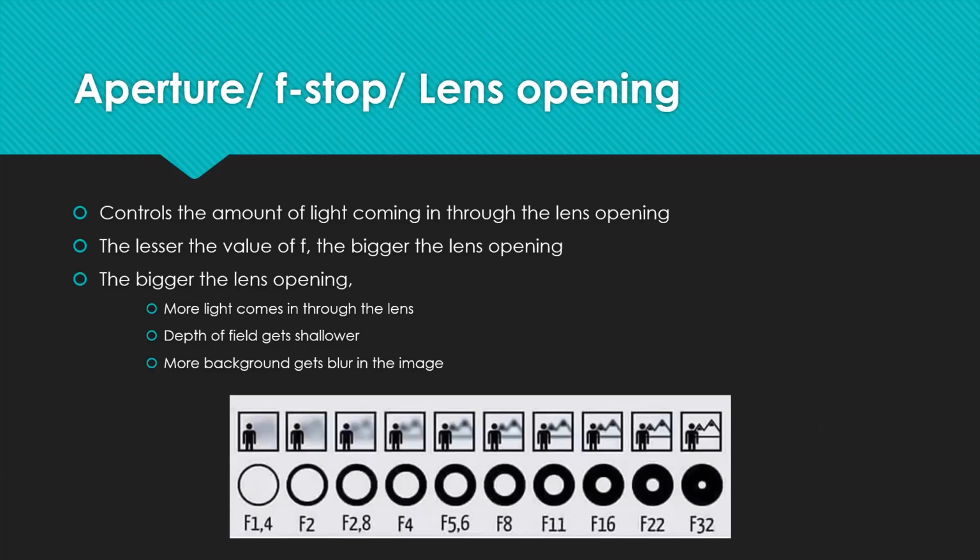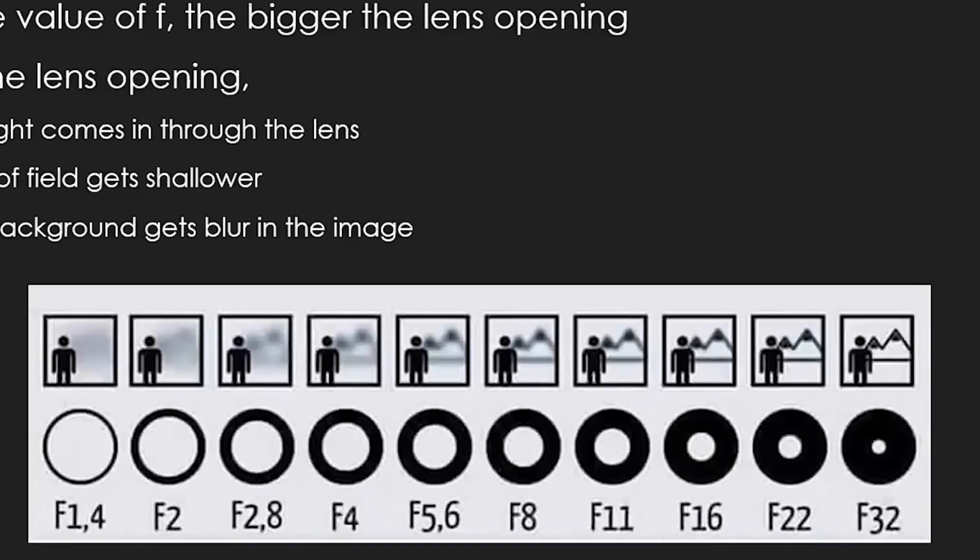It controls the amount of light coming in through the lens opening. The lesser the value of the f, the bigger the lens opening, as you can see in the image at the bottom. When there is f 1.4, the lens is really open wide, and the boy in the pictorial representation is completely in focus and the background is completely blurred. So the lower the f value, the subject is going to be super sharp and the back is going to become blurry.